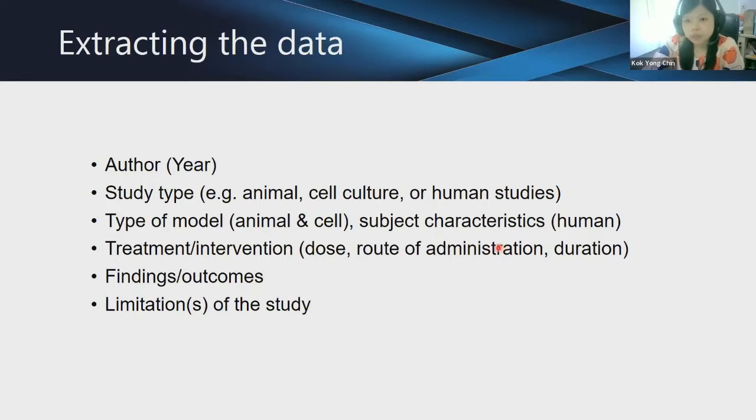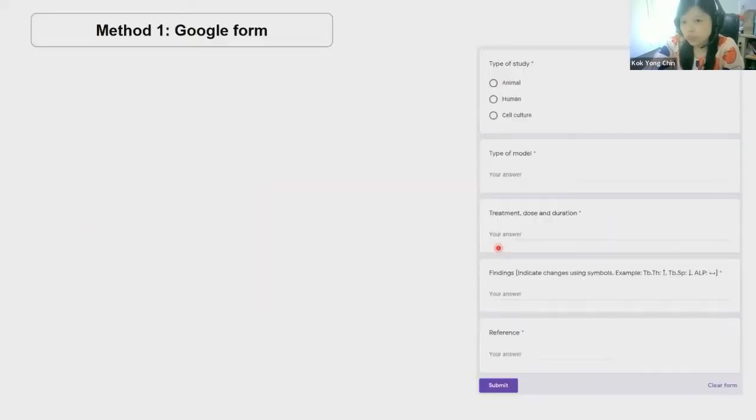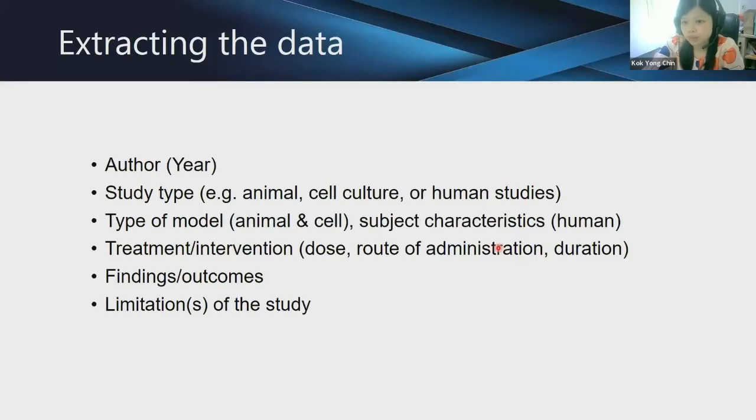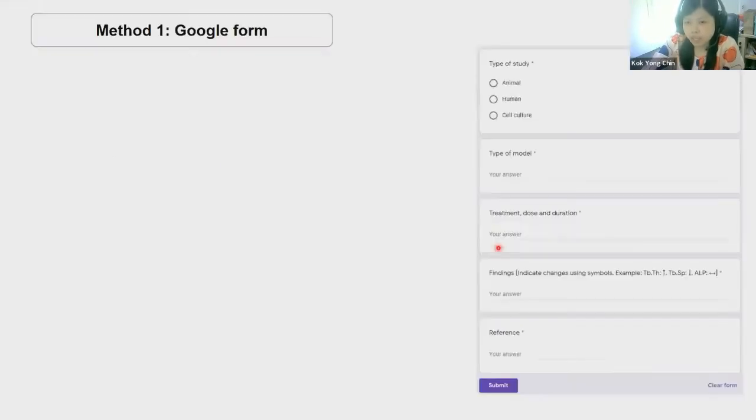So in order to do the data extraction, what can you do? I have a recommendation for you. First, I think you can use a Google form. You can create a Google form. For example, here are some examples that I can show you. You just put type of study, type of model, whatever you want to put in for the topic you want to summarize. You create a Google form, something like that.